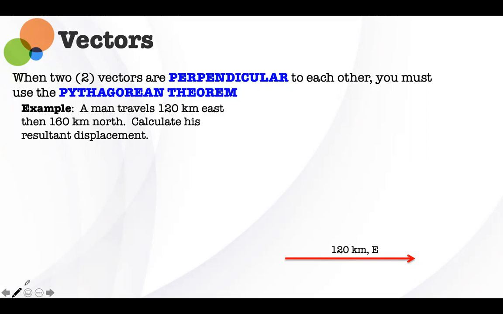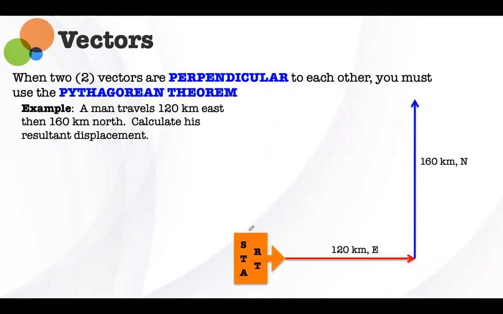120 kilometers in that direction. Then he goes 160 kilometers north. So we realize that this one is actually longer than this one here, 120 kilometers. Then we want to find a final displacement. So we connect the place where he starts to the place where he finishes. That is the final displacement. The distance between these 2 points would be your final displacement.